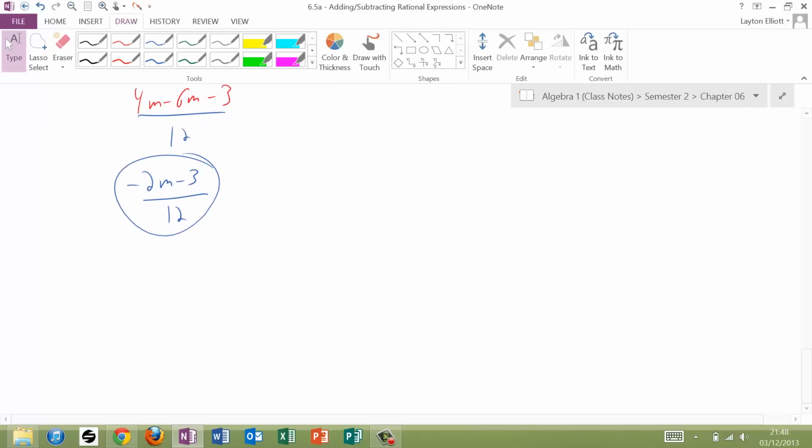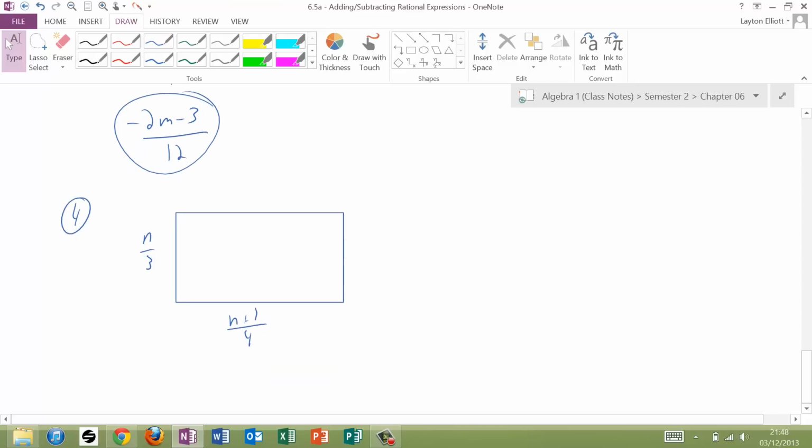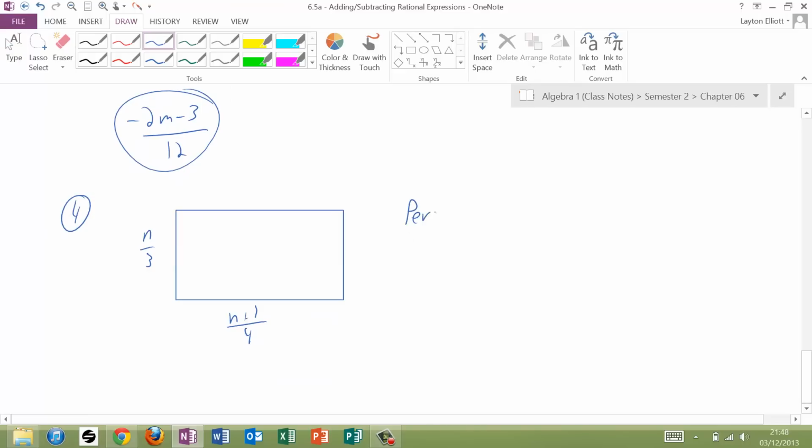Let's continue on to number 4. I'm going to draw a box. I'm going to put n over 3 and n plus 1 over 4. And what I want you to do is find the perimeter. We know that a square has 2 lengths and 2 widths, so I'm going to say 2 times n over 3 plus, this is n plus 1 over 4, so plus 2 times n plus 1 over 4.